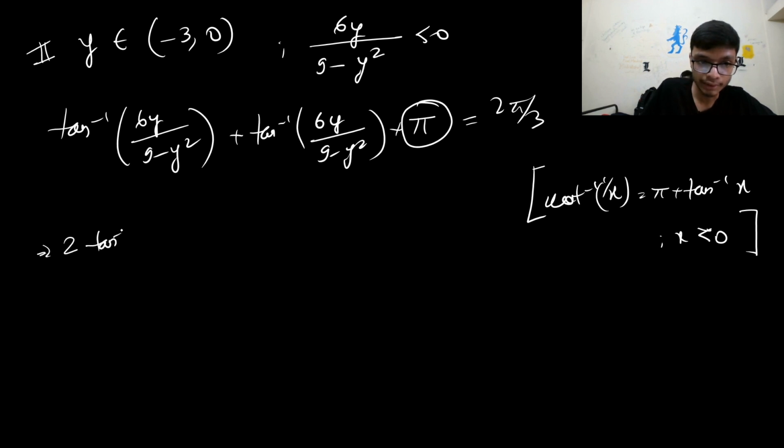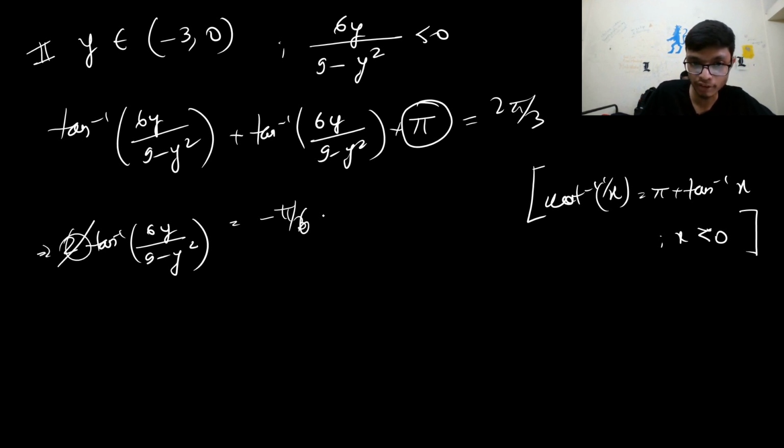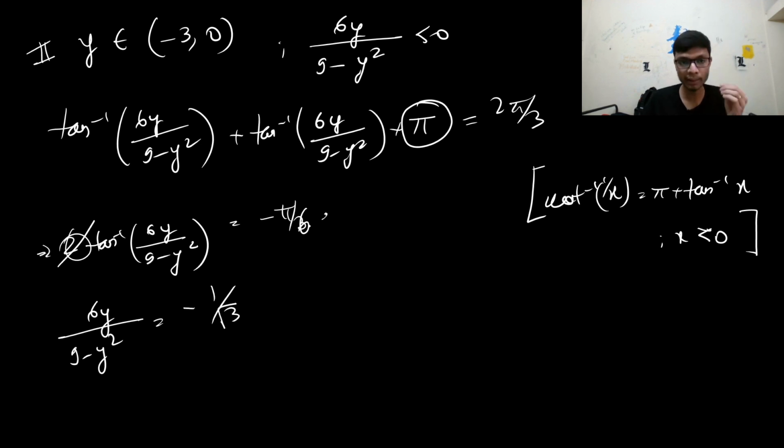2 times tan inverse of 6y by 9 minus y square is equal to, if you take pi on this side, minus pi by 3, and if you cancel 2, this will become minus pi by 6. So from here, 6y by 9 minus y square is equal to, if you take tan on both sides, minus 1 by root 3. The tan of minus pi by 6 is equal to minus 1 by root 3.